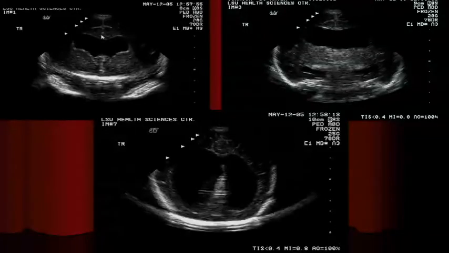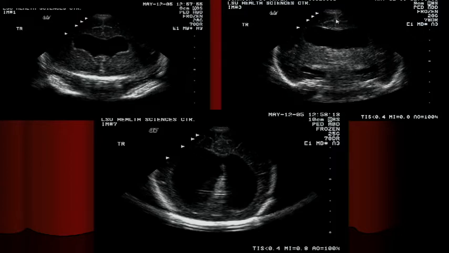Here we have a falx. We have a single ventricle. We don't have a septum pellucidum, but we are getting separation of right and left. So this is a what? This is lobar holoprosencephaly. Which one's the worst? Alobar. Alobar holoprosencephaly is the worst.